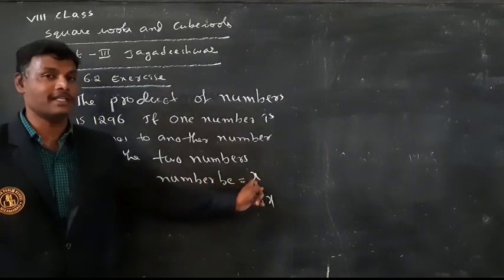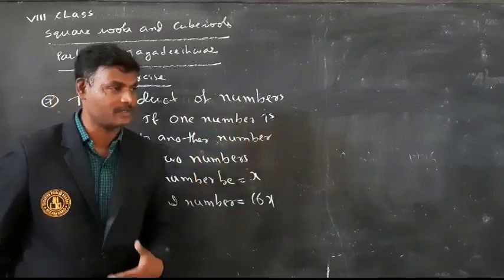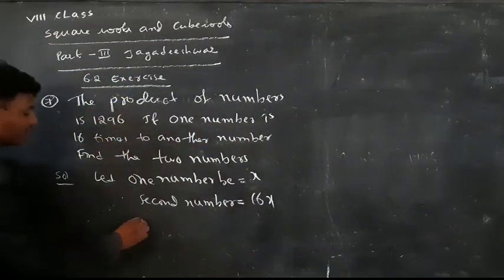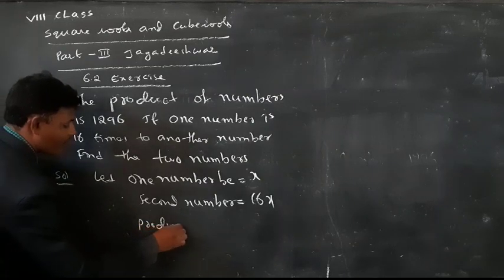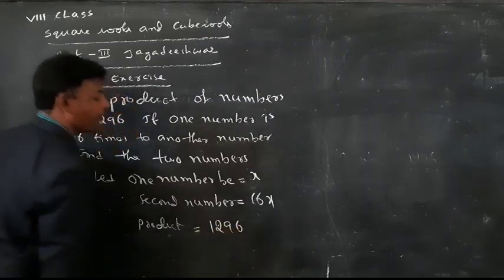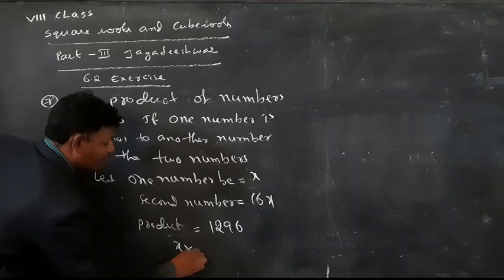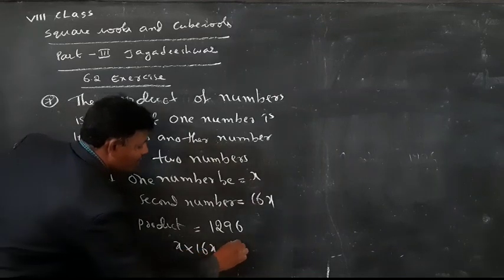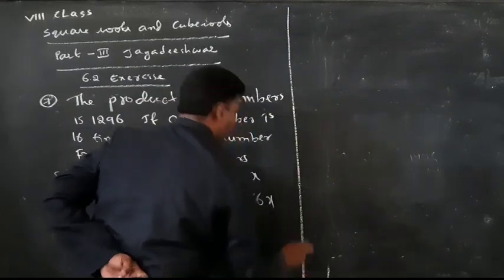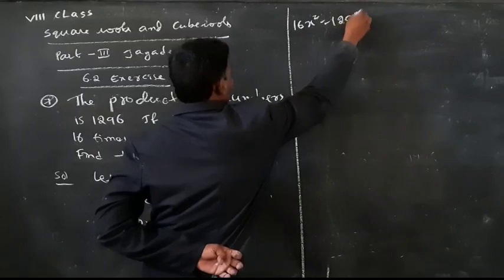Let one number be x. Second number must be 16x. Why? Because 16 times. Next, what is given? The product of two numbers is equal to 1296. Product means you have to multiply the two numbers. x into 16x is equal to 1296. What do we get here? 16x square is equal to 1296.